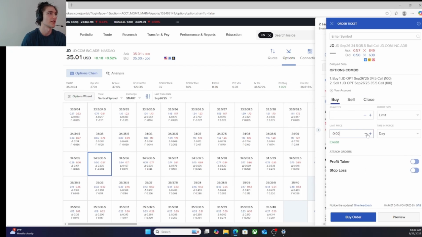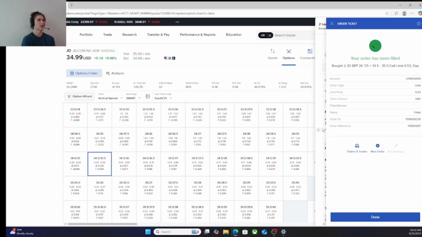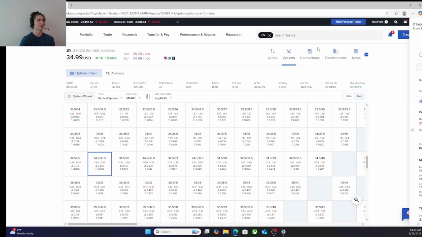Again, we're going to want to go in the in-between. 0.54. Okay, we are filled here. And that's about it, guys. May even add an additional position at some point.